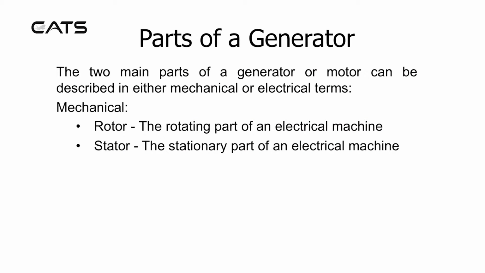Parts of a generator. The two main parts of a generator or motor can be described in either mechanical or electrical terms. For mechanical, the rotor is the rotating part of an electrical machine. The stator is the stationary part of an electrical machine.